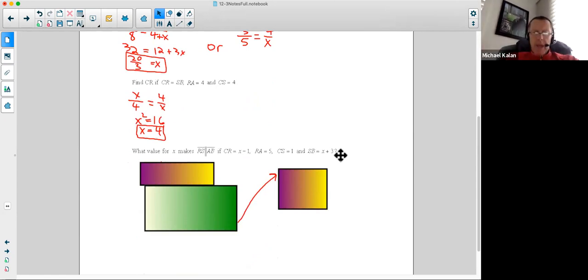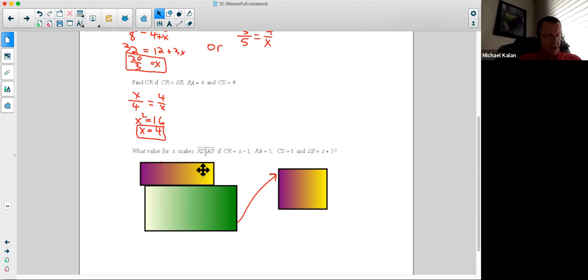What value for x makes RS parallel to AB if CR equals x minus 1, RA is 5, CS is 1, and SB equals x plus 3? So go ahead and give that one a shot. Same diagram.